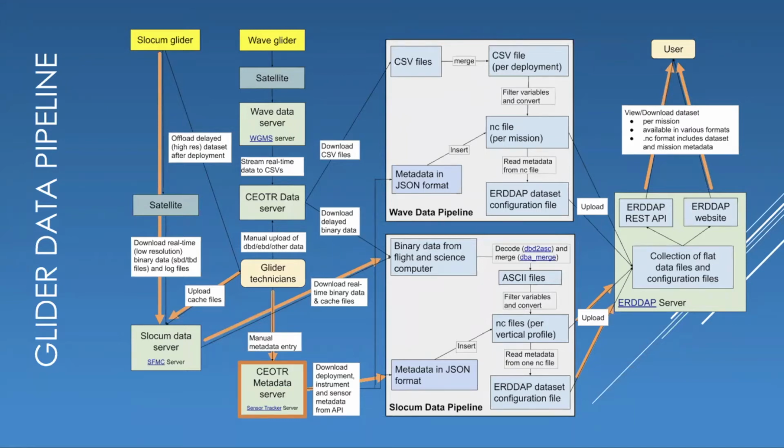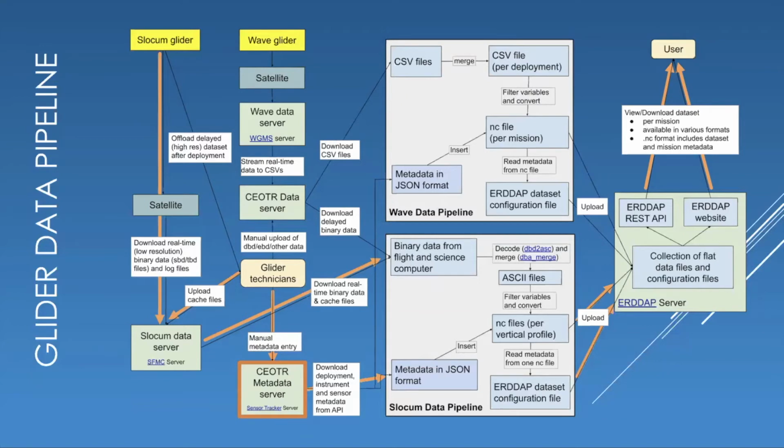The pipeline uses the Sensor Tracker client library to programmatically fetch metadata in JSON format from our Sensor Tracker server. This metadata is used to filter and convert variables in the ASCII data files. Then the resulting processed data is combined with relevant deployment metadata into a netCDF file.